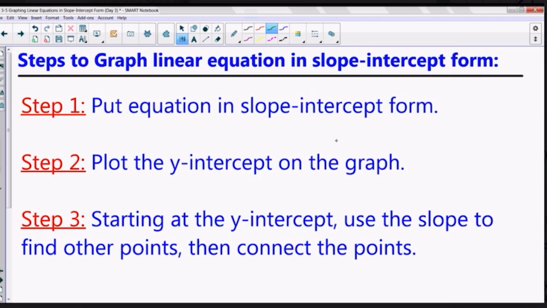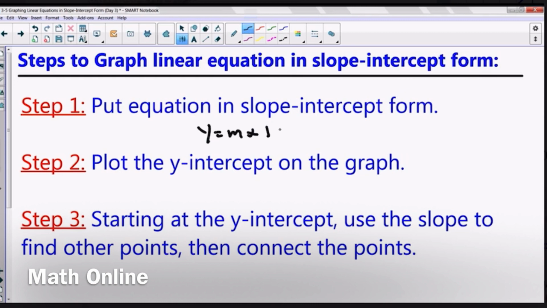All right, guys and girls, here we go. Steps to graph linear equations in slope-intercept form. So step number 1 will be done for you. All of your equations will be in slope-intercept form, y equals mx plus b, where m is the slope and b is the y-intercept. Okay, you have to be able to identify those two things, the slope and the y-intercept, in order to graph an equation. So with that said, this will be done for you. So just identify the slope and the y-intercept. That's all you got to do for step number 1.